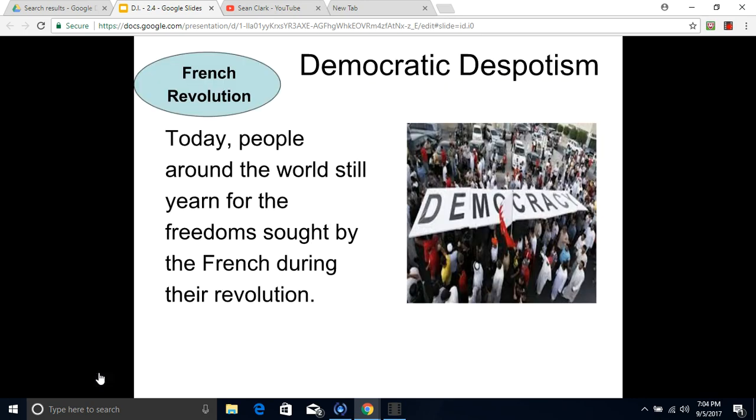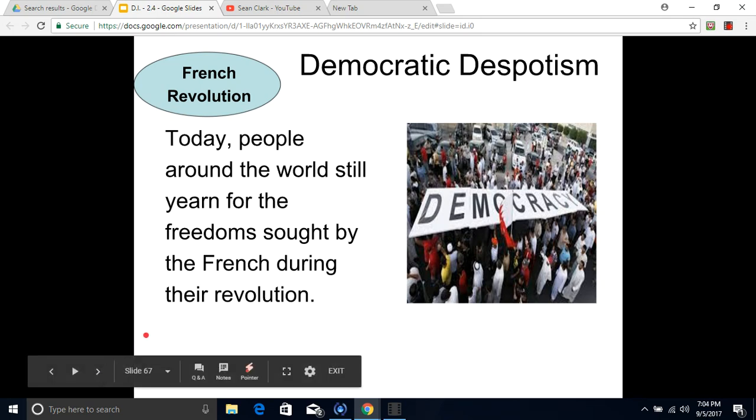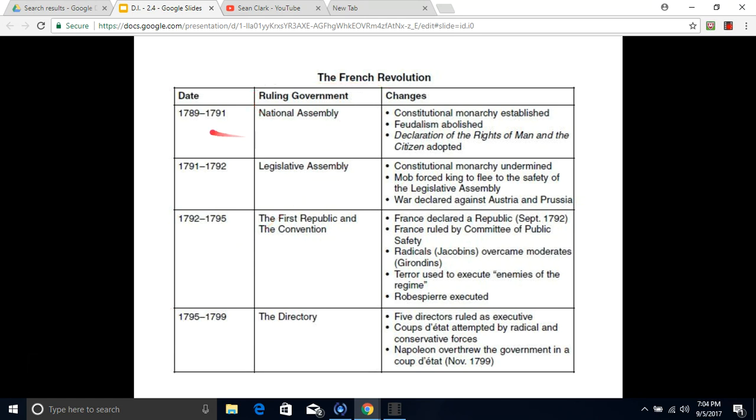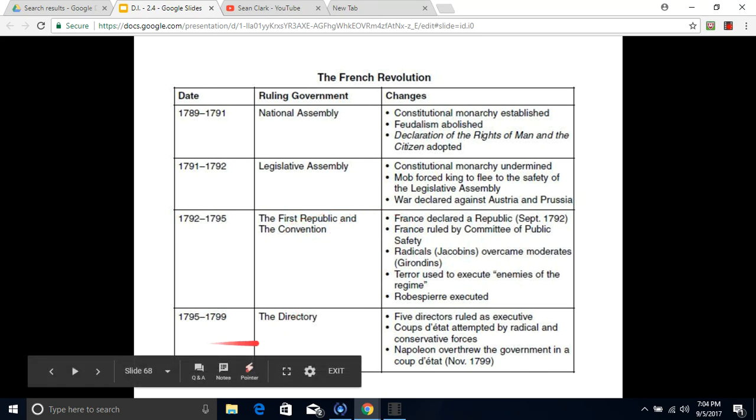Today, people around the world still yearn for freedom sought by the French during their revolution. And here's a chart showing the phases of the French Revolution. 1789 to 91 was a period of great change and positive change. 1792 and 93, that's when the revolution fell under turmoil. And then 1792 to 95 was when the Reign of Terror occurred. Robespierre, France trying to hold off their enemies, France trying to change their entire system. And then 1795 to 99 is when the Directory ran, and eventually Napoleon Bonaparte overthrew this government.